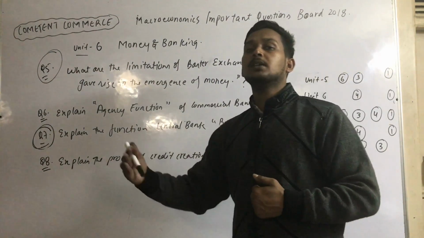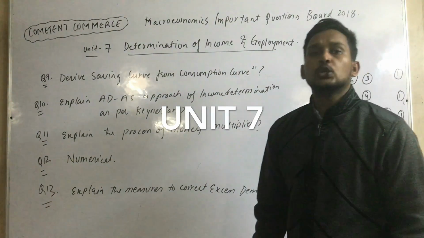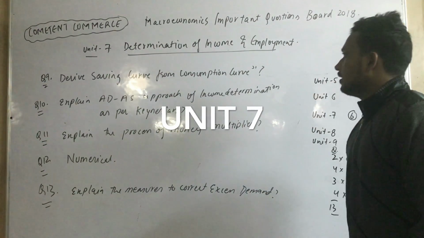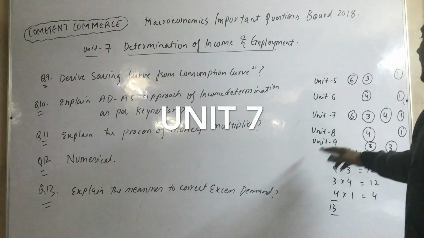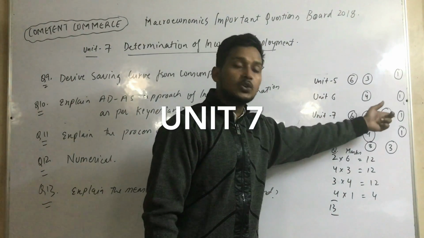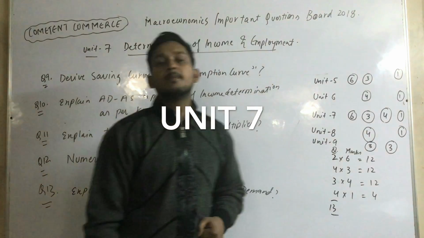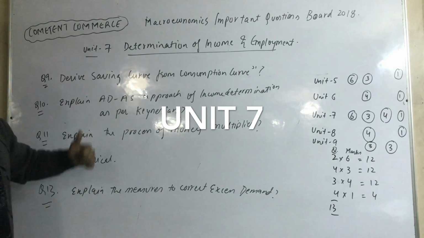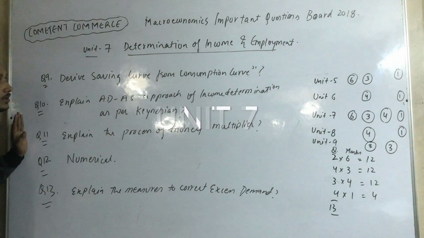Now move to unit number 7. In this unit number 7, we have 5 important questions that can be asked in CBSE board exam 2018. Unit number 7 is your determination of income and employment, and as I had already told you, in unit number 7 there can be 4 questions, one of 6 mark, one of 3 mark, one of 4 mark, and one of 1 mark, right? This unit is very important, just like the national income unit.